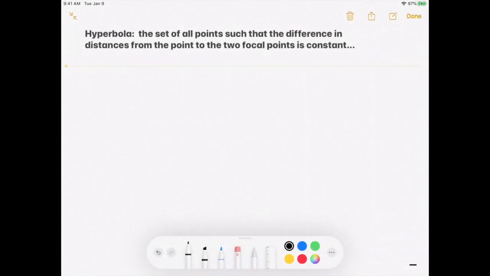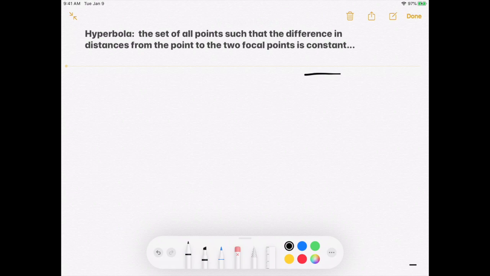Today we're going to talk about a hyperbola, which is the set of all points such that the difference in the distances from the point to the two focal points is constant. So very similar to the definition of an ellipse, the only difference is we're taking the difference in the distances. We are not adding the distances this time.